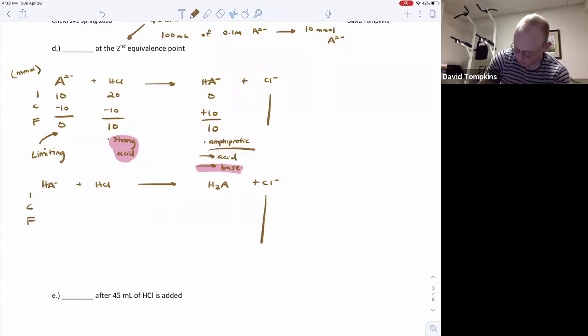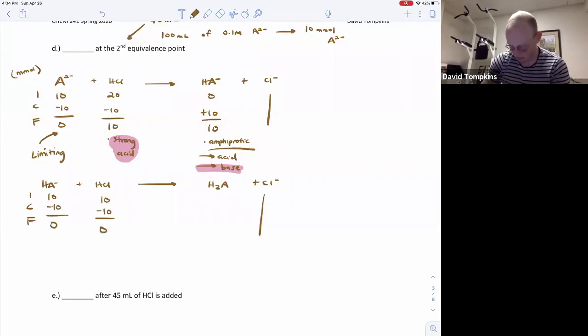And we have 10 millimoles of each of these after the first reaction, right? The final amounts in the first table become the initial amounts down below. And there's no limiting reagent, which means we're at an equivalence point. And therefore, we just have one species, and that is the product, H2A, that is present in a 10 millimole amount.